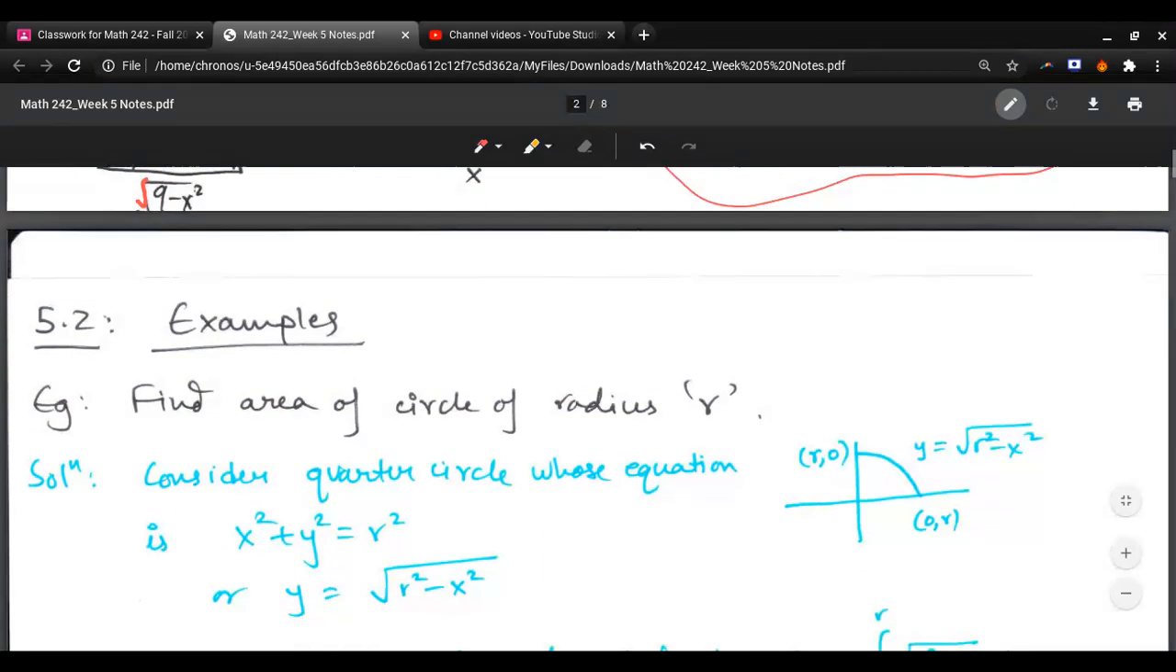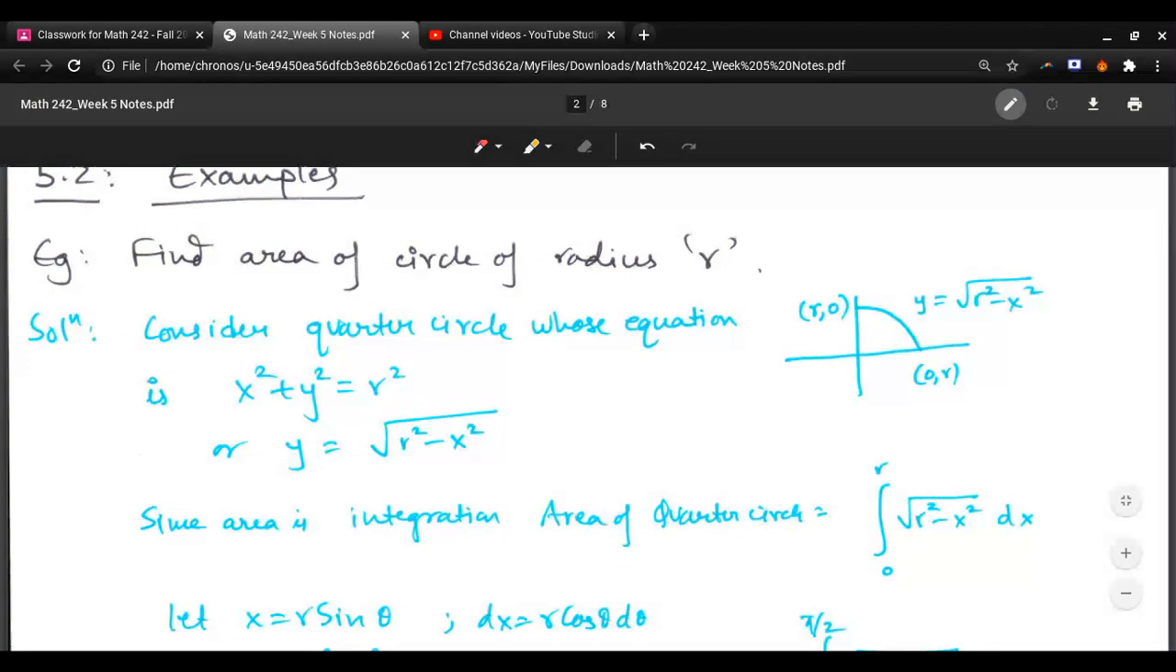Now here's an interesting application of this. We can use this method of integration to find the area of a circle of radius r. You always learned that the area of a circle is given by pi r squared, and now you have a method by which you can actually find it. And instead of using the whole circle, I'm going to use a quarter circle.